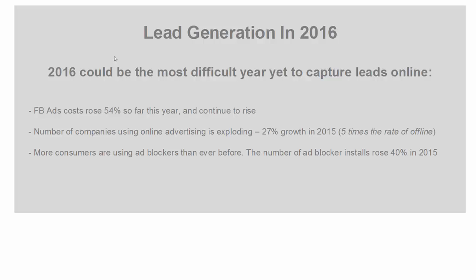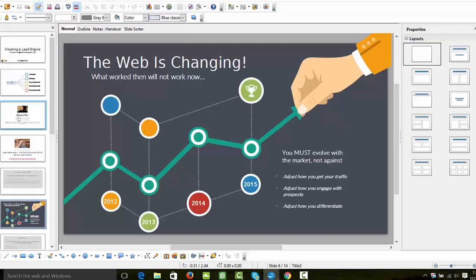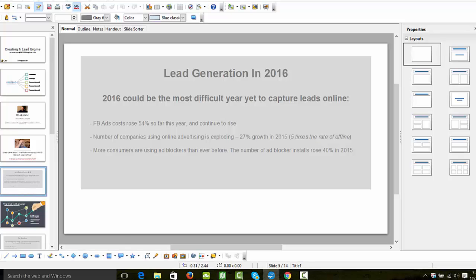So what does that tell us when the number of people who are downloading these blockers rose by 40% in 2015? It tells you that people are getting annoyed. They're getting frustrated. So do you think they're paying more attention or less attention to advertising? So in other words, let's recap this. Higher costs, more competition, and more people trying to hide from advertising. Does that sound difficult? Well, only if you don't know what we're about to teach you.